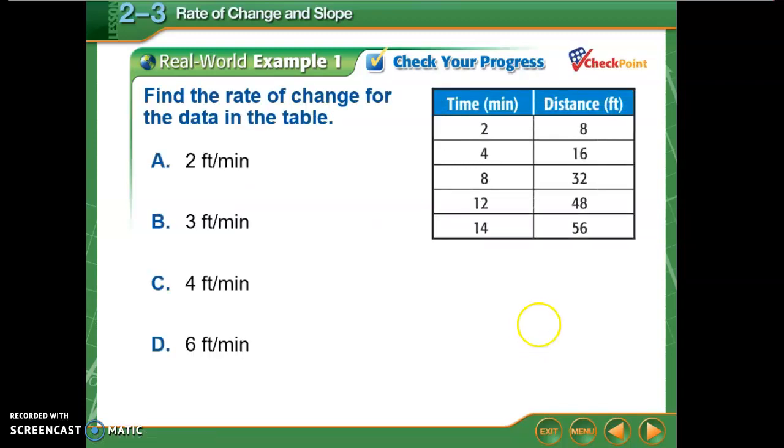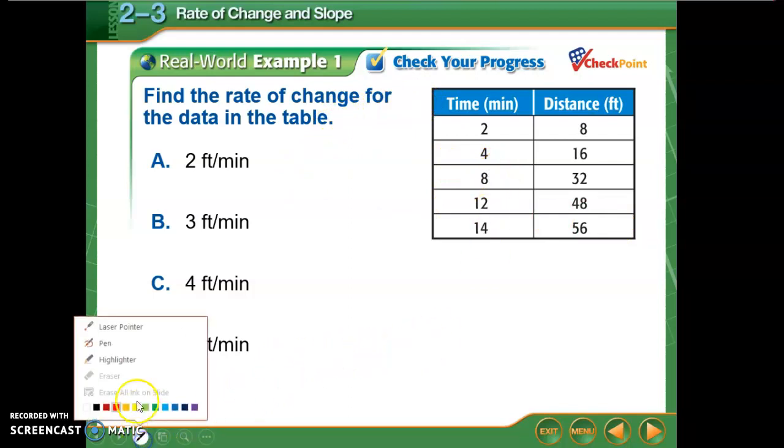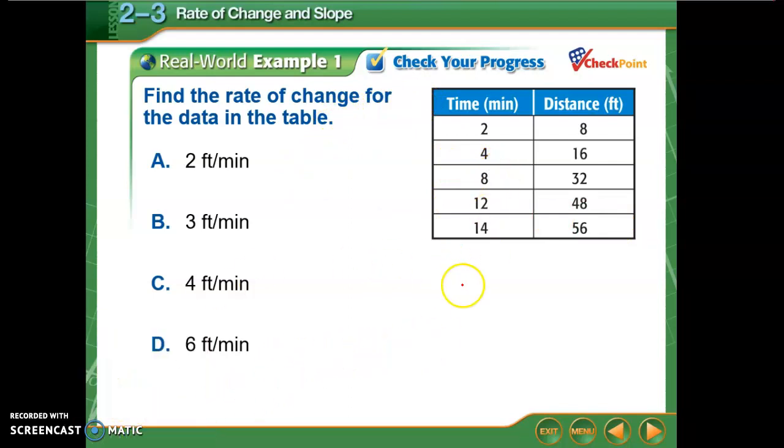This time you are given a table. First column you have time in minutes, and then second column you have distance in feet. Find the rate of change for the data in the table. So follow the same formula. Okay, so rate of change equals, so we're gonna pick. So let's say we're gonna choose this first 2 points.